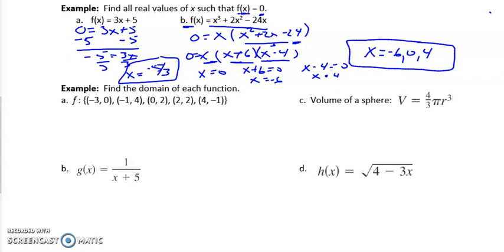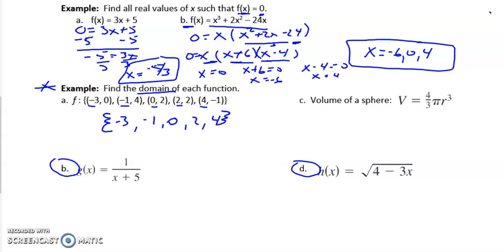All right, so last example here. This is a really important example. A and C are not as important as B and D. So let's do A and C first and get them knocked out. Basically, you need to understand that domain means your input values. So that's your x's here, here, here, here, and here. Those are already in numerical order, but I usually write them in numerical order. So it's the set of numbers negative 1, 0, 2, 3, and 4.